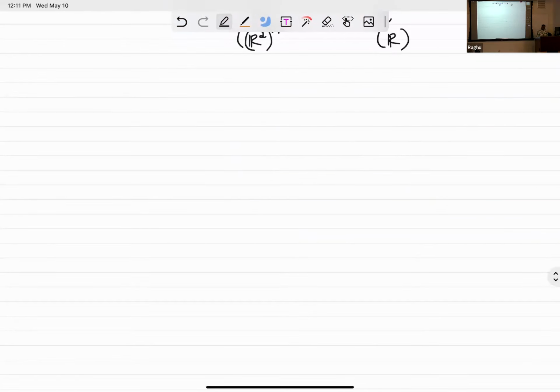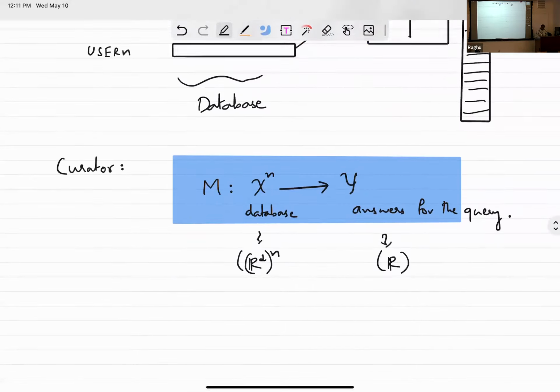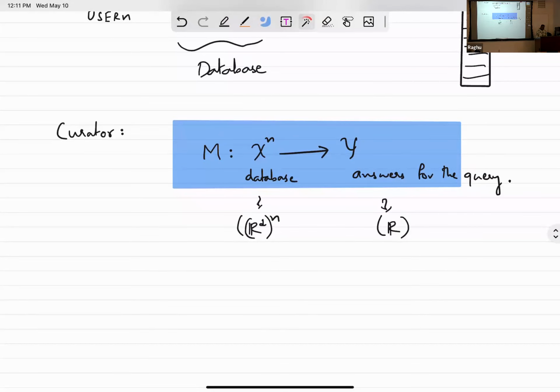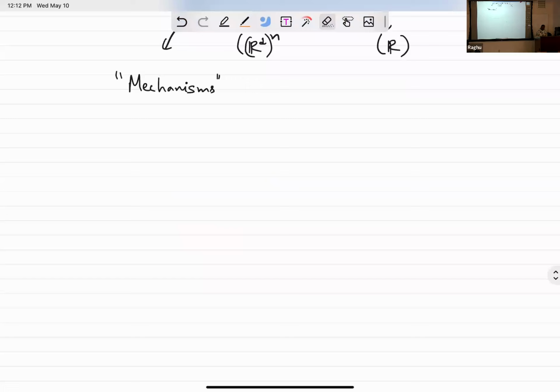So how do you define privacy, or what kind of algorithms could the curator use which would respect privacy? And these are called mechanisms. Okay, so these are called mechanisms because they'll have randomness in them, and they'll decide, okay, I'm not going to give you the exact average, but I'm going to give like a perturbed answer and so on.